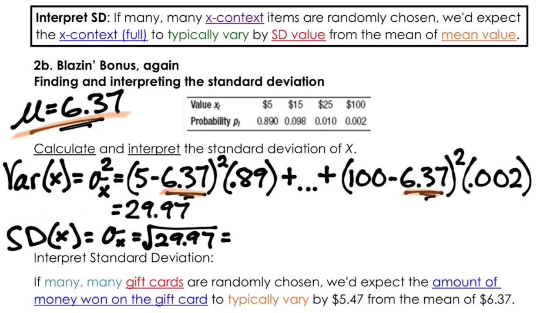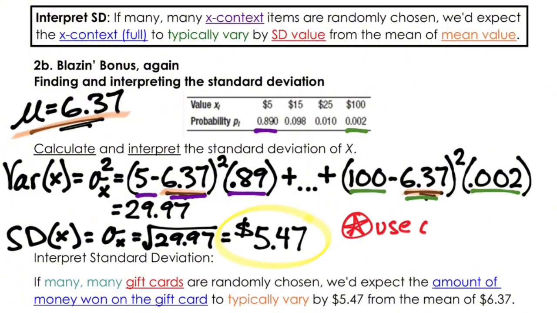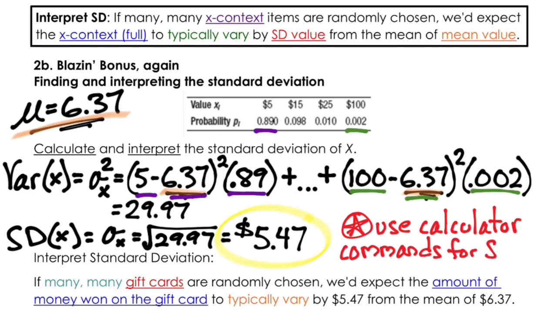The variance is always the standard deviation squared. So we have to take that square root, and that will give us a value of $5.47. It is in your best interest to use the calculator commands for doing standard deviation. They will be explained in class, so please attend class so you can get that knowledge in your head.